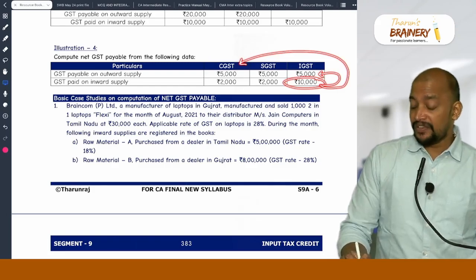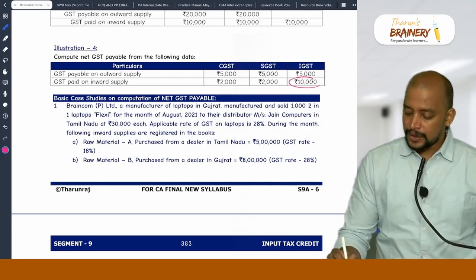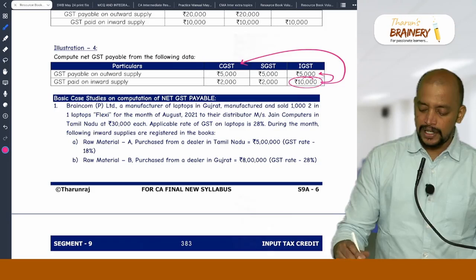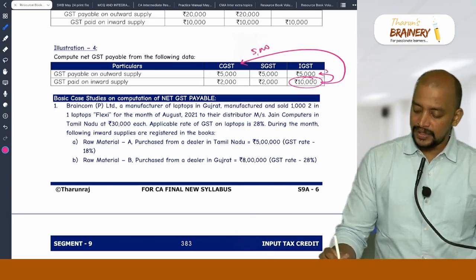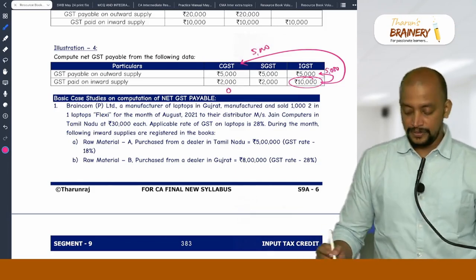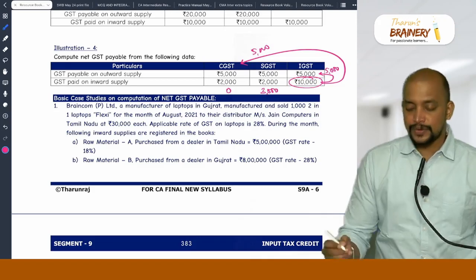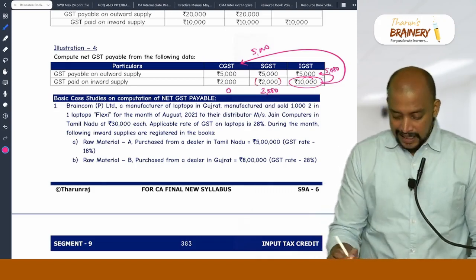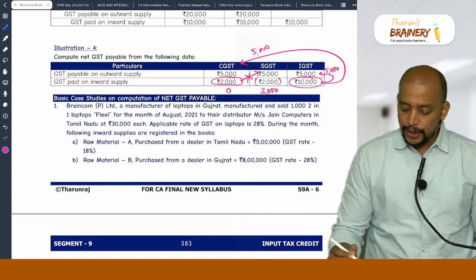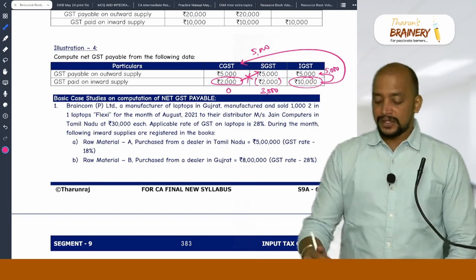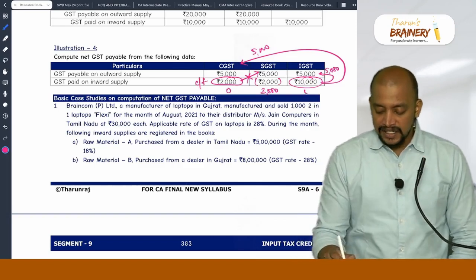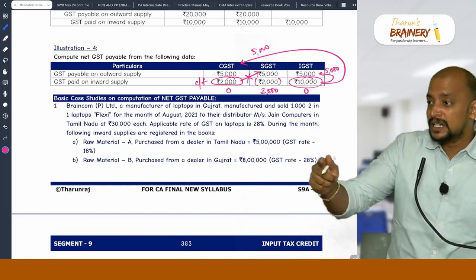What will happen if I do that way? Say of the 10,000 I have utilized 5,000, and the remaining 5,000 I have utilized for CGST. Let's assume this scenario. Now what will happen? CGST will become 0 and SGST will be 3,000. Why 3,000? SGST credit I can use for SGST liability, but the CGST credit I cannot use for SGST liability. So that will be carried forward. The CGST credit will be carried forward and IGST will become 0. So the net GST payable will become 3,000.